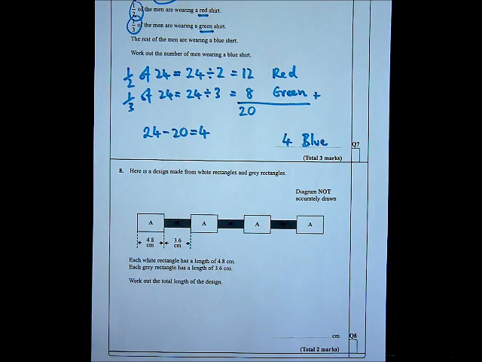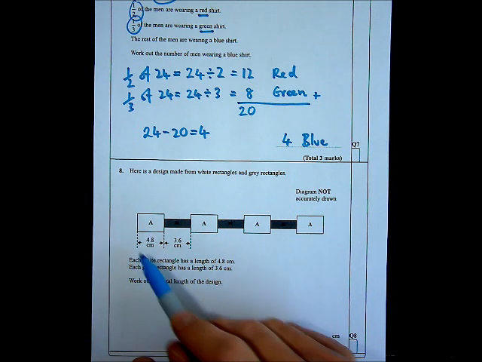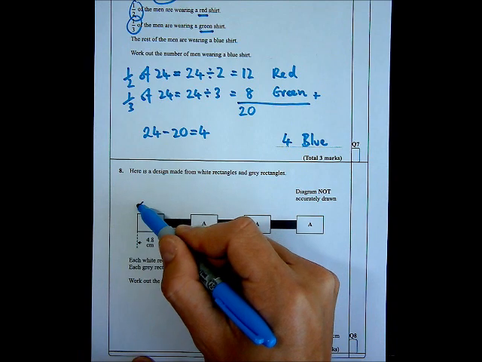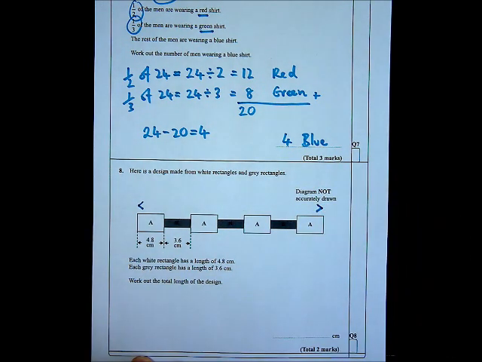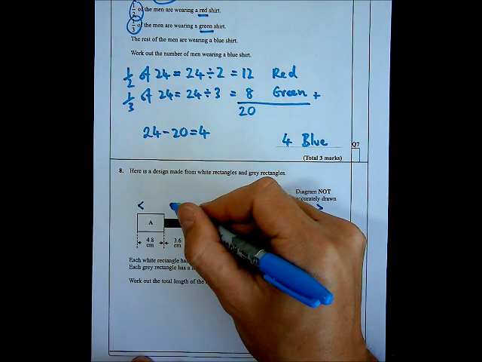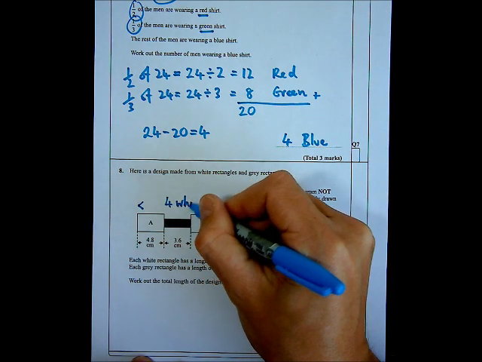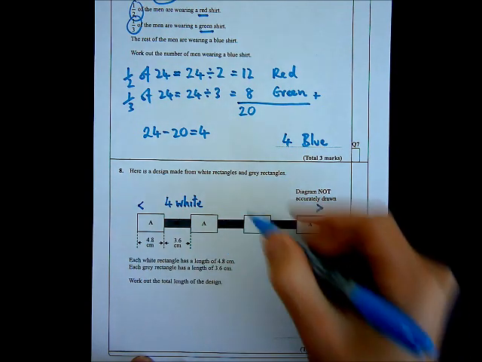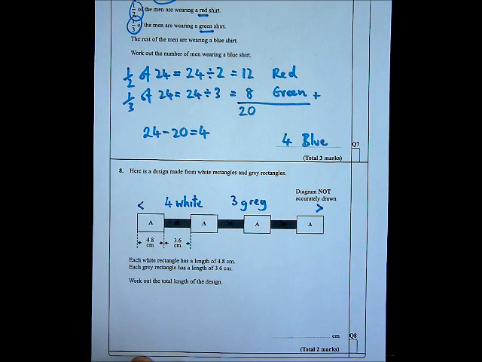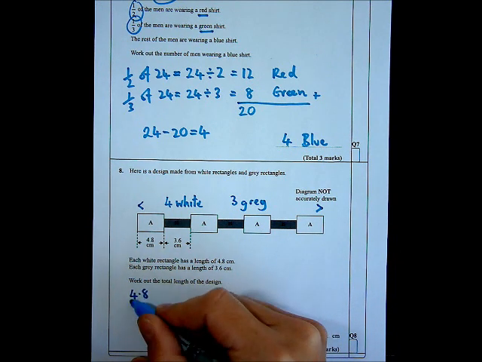In question number 8, I'm shown a design made from white rectangles and grey rectangles, and I'm given the length of the white rectangles, which is 4.8 centimeters, and the grey rectangles, which is 3.6 centimeters. And I'm asked to work out the total length, left hand side to the right hand side. Now I can see that there are 1, 2, 3, 4 white rectangles, and there are 1, 2, 3 grey rectangles. So I'm going to work out what the 4 white rectangles will add up to. So 4.8 and 4.8.